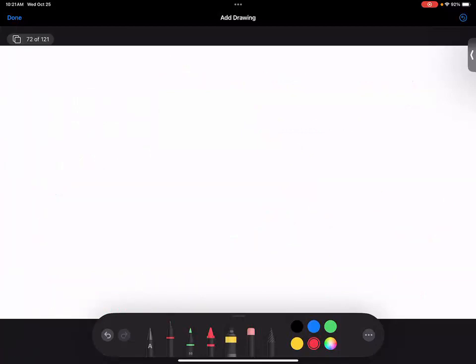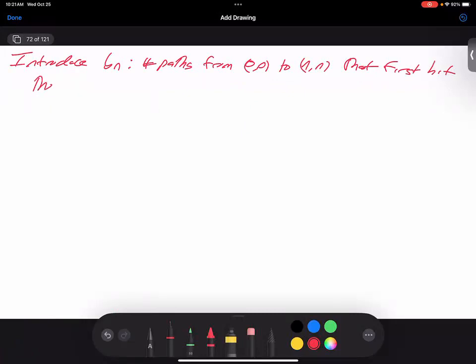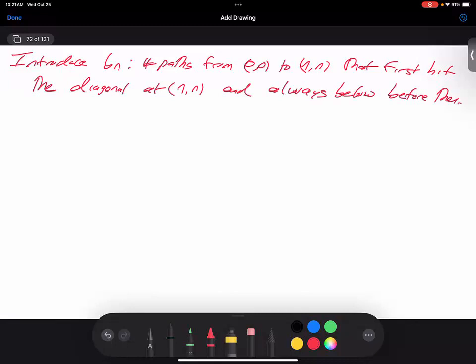So what we're going to do is we're going to introduce Bn. This is the number of paths from 0, 0 to n, n that first hit the diagonal at n, n and always stay below before then. Okay, so let's try to draw what this means.